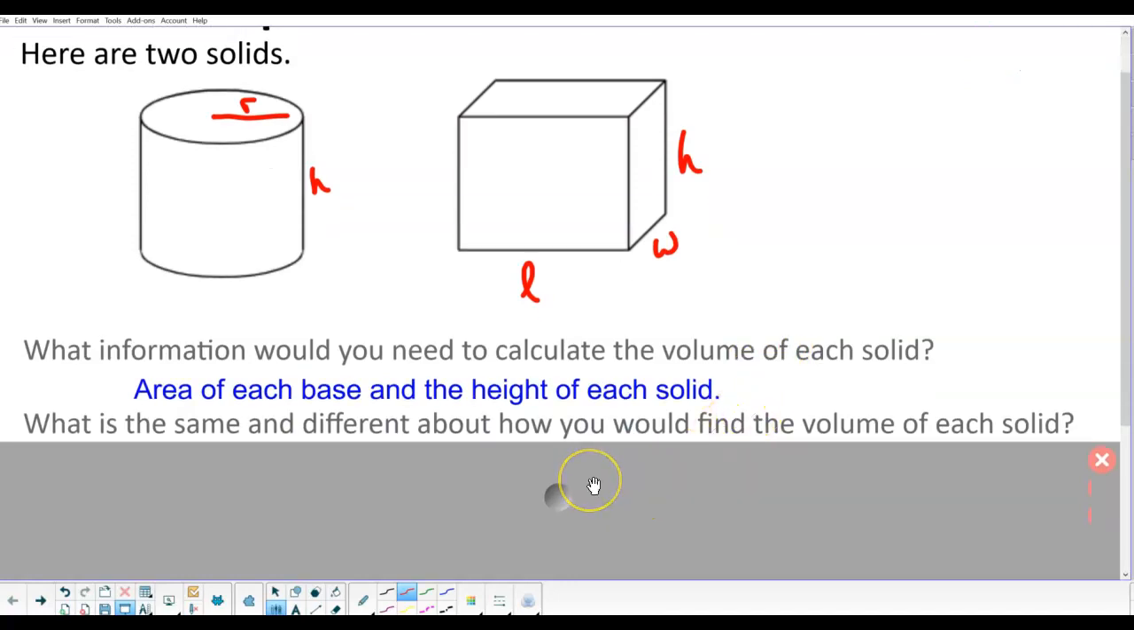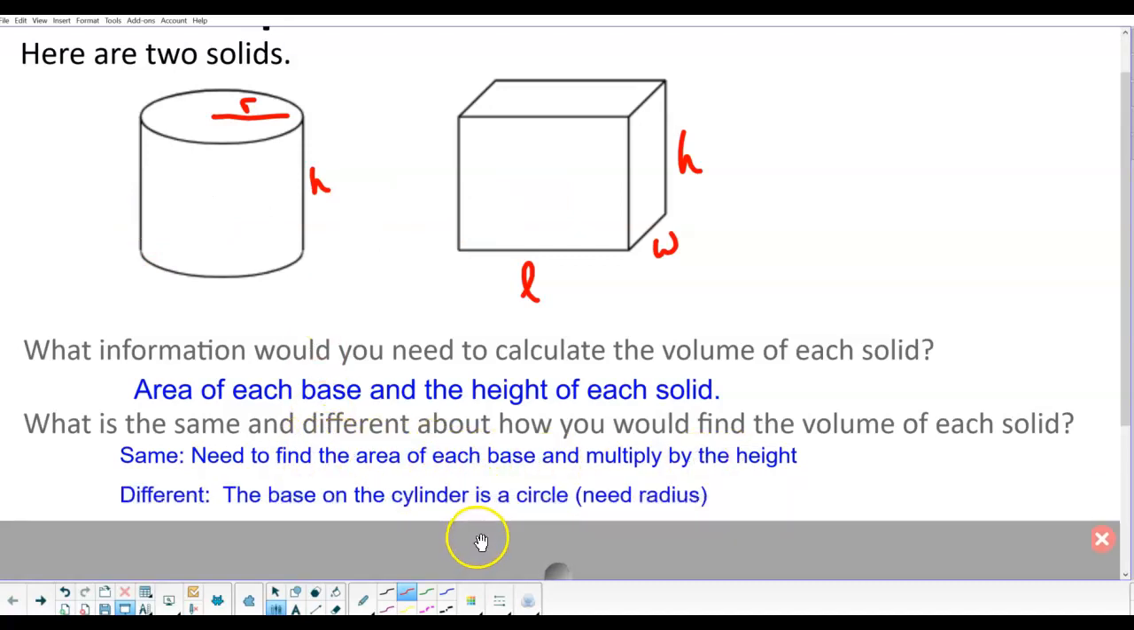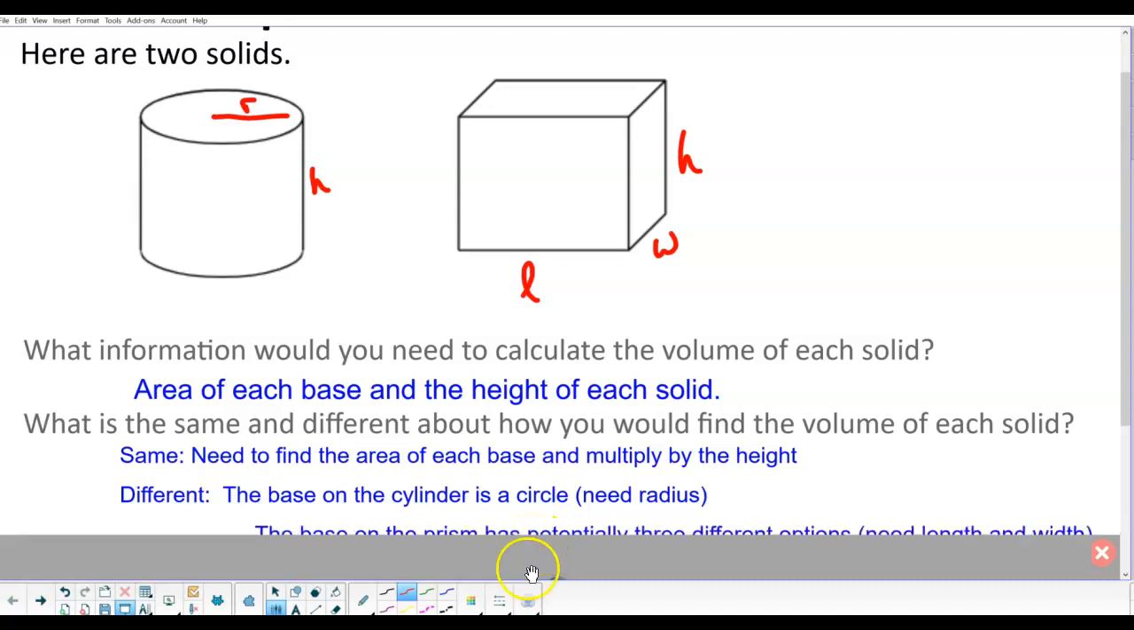What is the same and different? There's a lot of different options here. One of the things that I wrote down is to find the volume of both solids, you would need to find the area of the base and multiply by the height. What is different? The base on the cylinder is a circle. You would need your radius and the formula pi r squared.